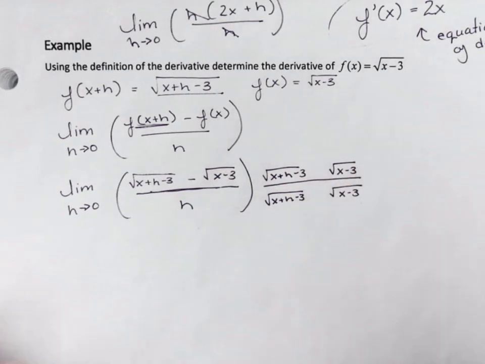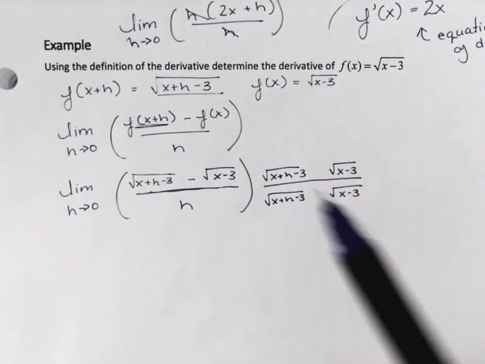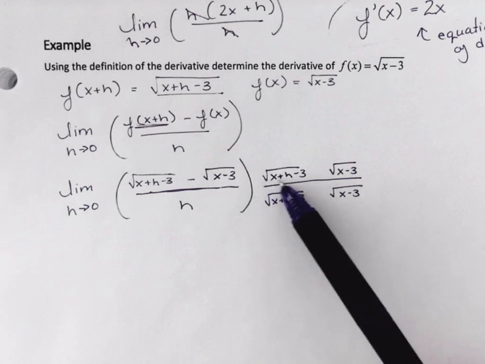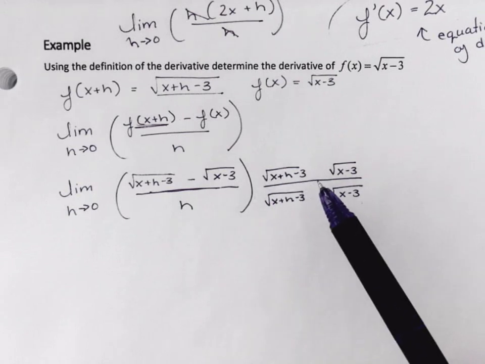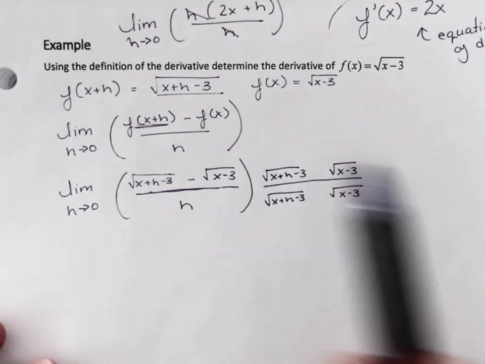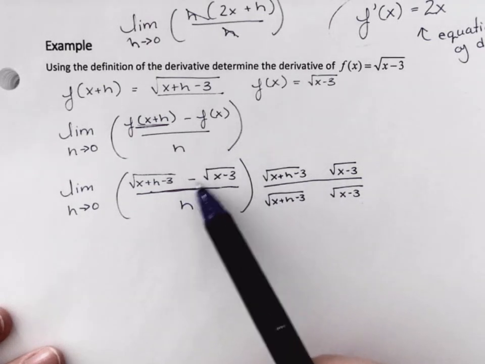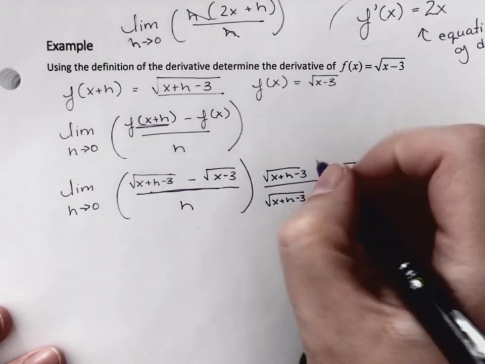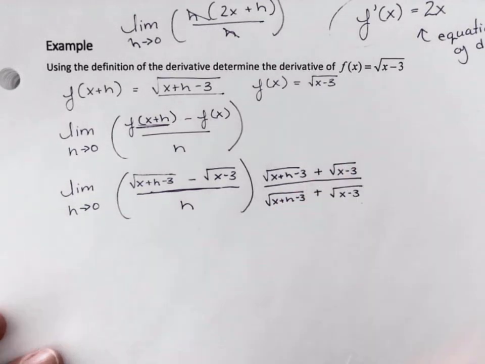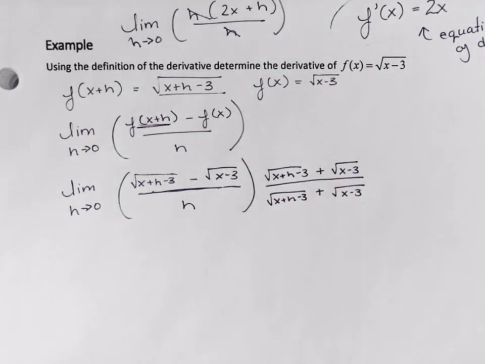So the thing that has to change, and I've noticed on your last test, is that a lot of people are changing the signs under the root sign, and that's not correct. When you do a conjugate, it's the add or subtract that changes. So if this is subtract here, this has to be add. Okay?